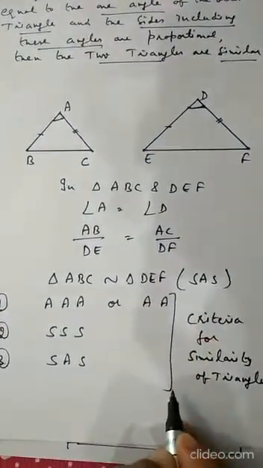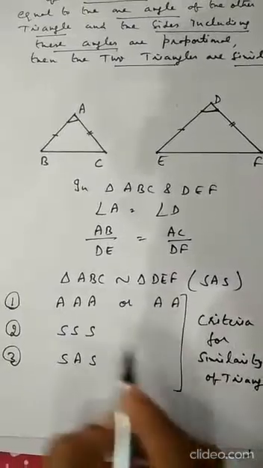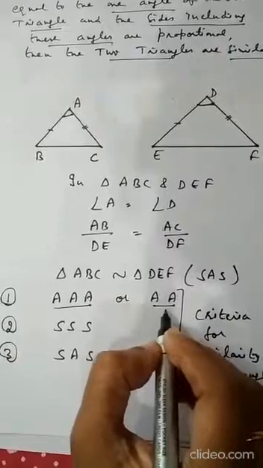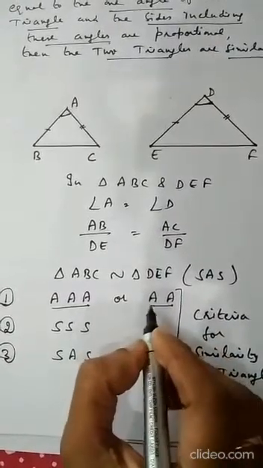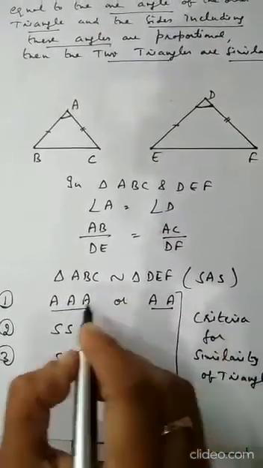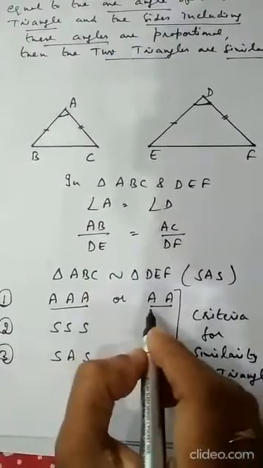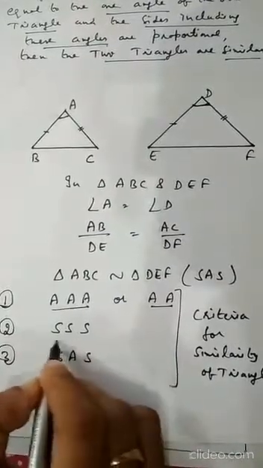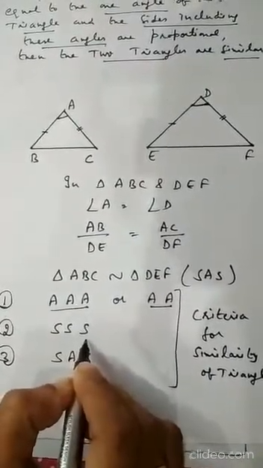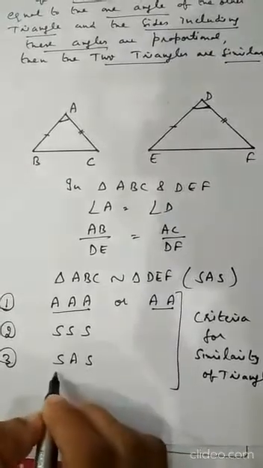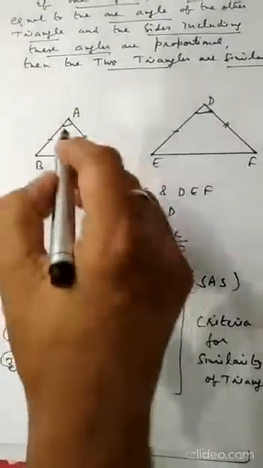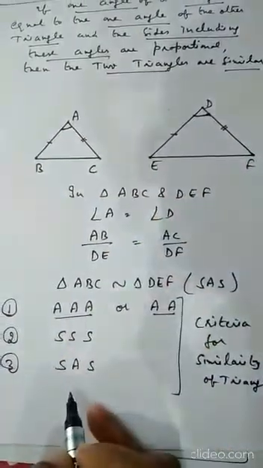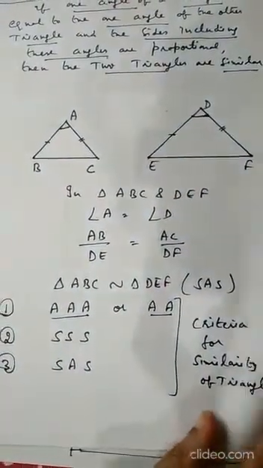So what are the different criteria for similarity of triangles? Either three angles or two angles, because if two angles of two triangles are equal, the third will automatically be equal. This is known as AAA or we can also use AA. Second one is SSS, ratio of corresponding sides equal, triangles are similar. Third one is SAS, if one angle and the ratio of the included sides are equal, then triangles are said to be similar.